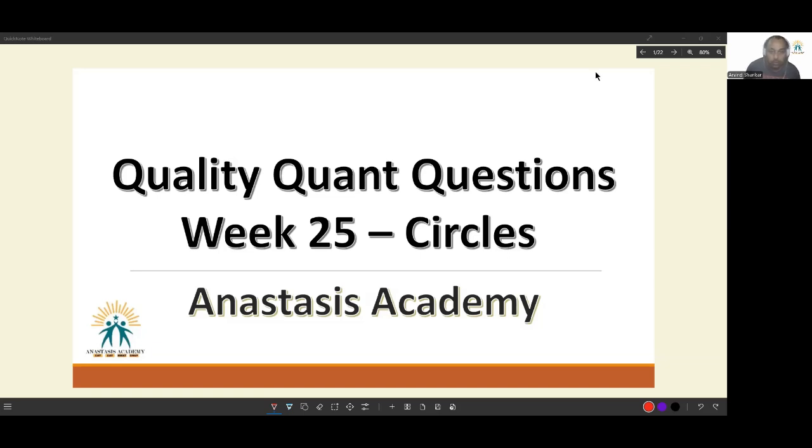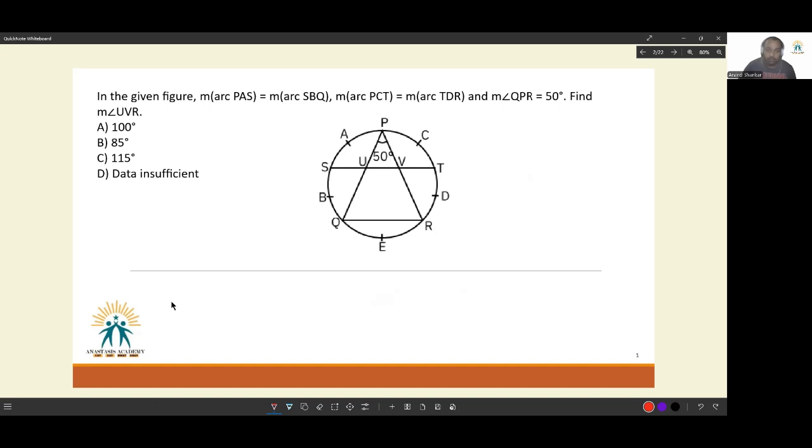Let's look at the solutions of Quality Quant Questions, week 25, questions around circles. In the given figure, measure of arc PAS is equal to measure of arc SBQ. If I take this point as the center, arc PAS is as good as chord PS, which is equal to chord SQ. If they are equal, the angle that they subtend at the center will also be identical. So let's say the angle subtended here is X, and the angle subtended here is X.